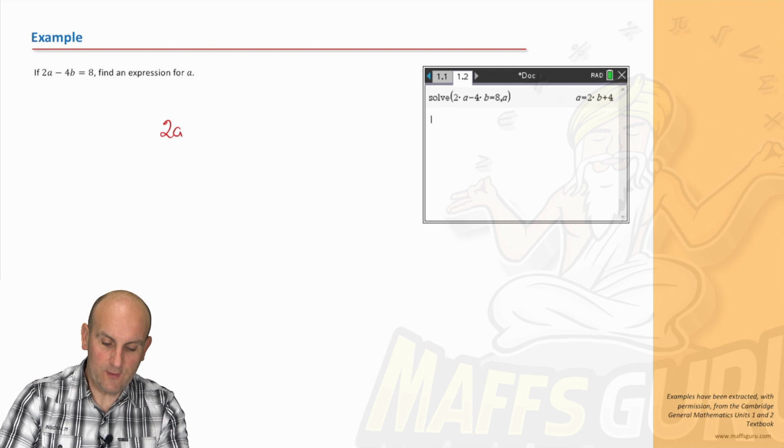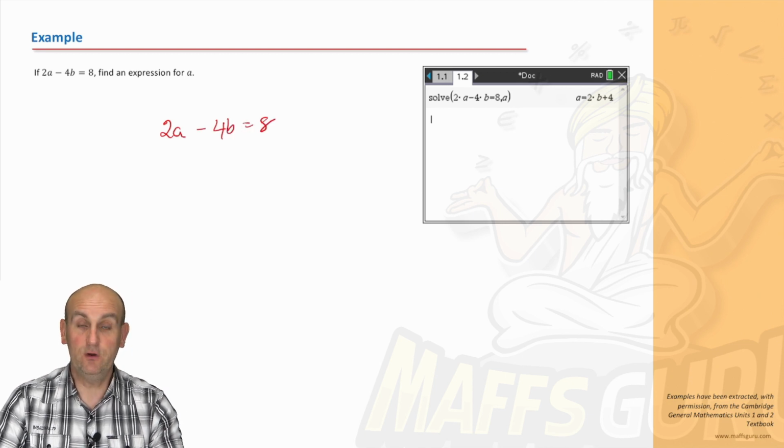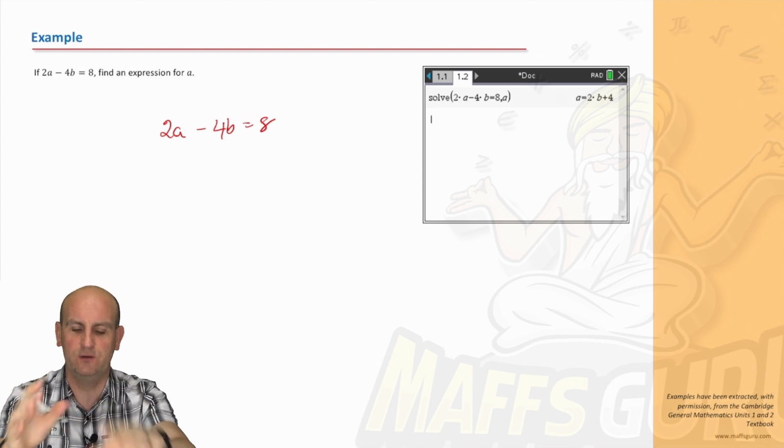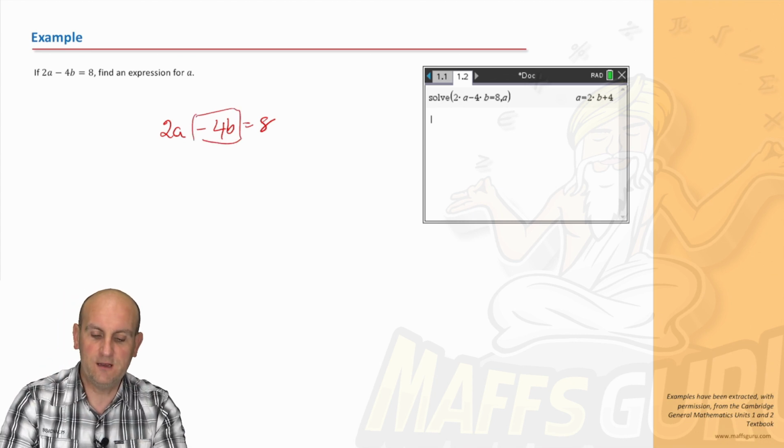Example: if 2a minus 4b is equal to 8, find an expression for a. So what it's saying now is leave a on its own. Now what's a on its own? Well, at the moment, the 2 is stuck to the a, so we're going to leave those alone, and we're going to get rid of this minus 4b first.